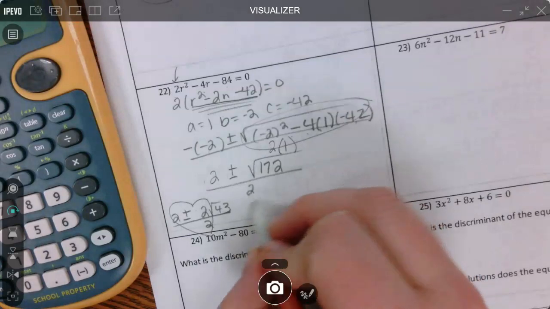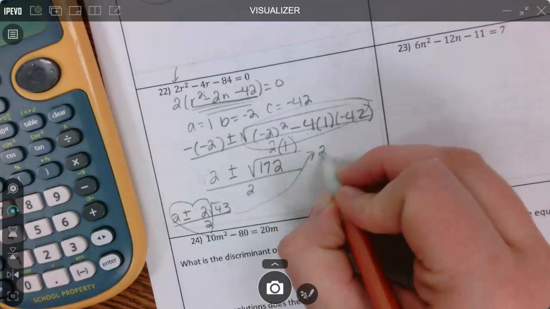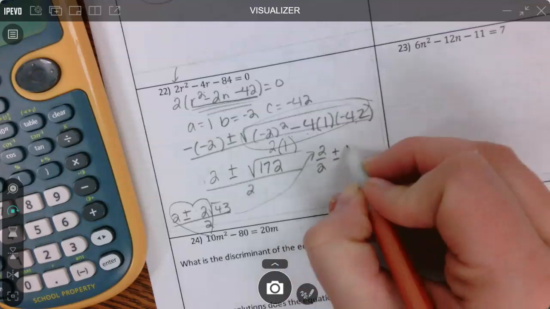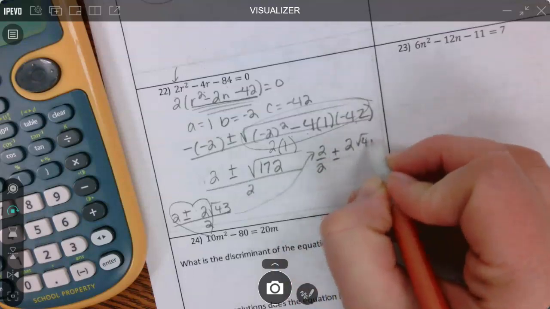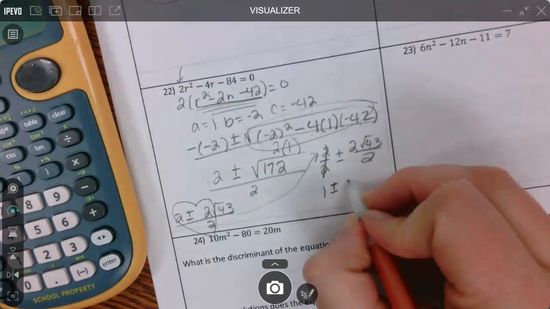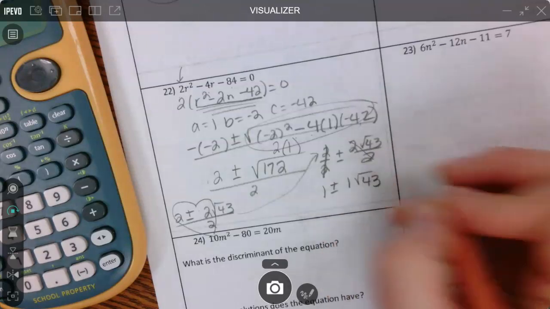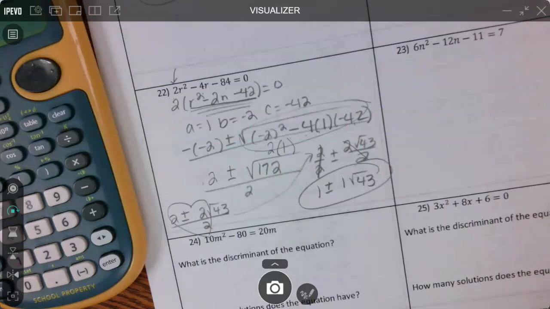Okay, so I'm going to try to work up here. Let's see if I have space. So 2 over 2 plus or minus 2 square root 43 over 2. Well, that reduces to 1 plus or minus 1 square root 43, because that reduces as well. So that's your final answer.